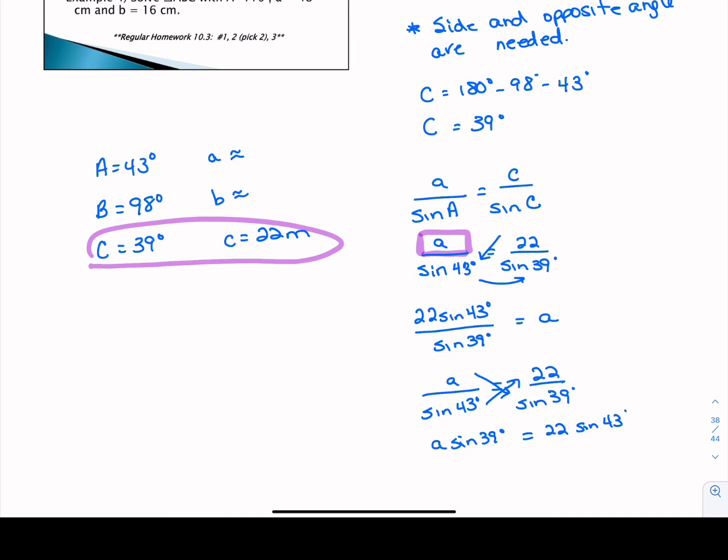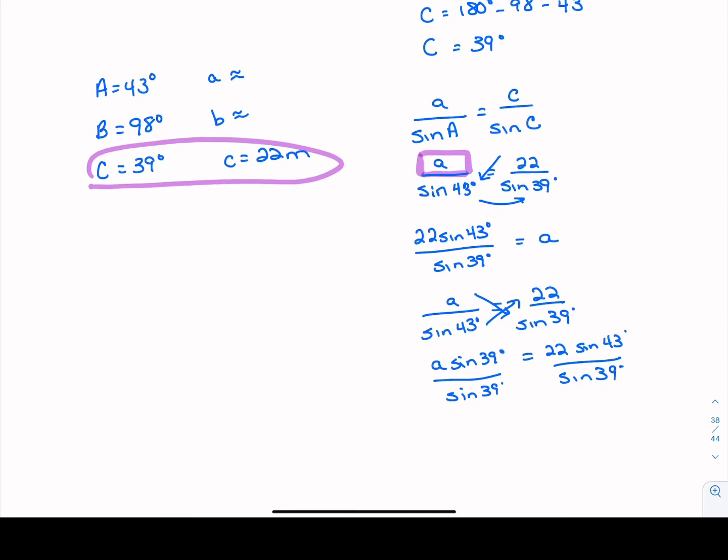Now, if I wanted to solve for a, once again, we can divide both sides by the sine of 39 degrees. And we land in exactly the same spot as using cross multiplication and division. So a is exactly 22 times the sine of 43 degrees, all divided by the sine of 39 degrees. So be careful when you're typing this into your calculator. You're going to literally type in 22 times the sine of 43, and then you want to make sure you close your bracket when you close that angle of 43 degrees, and divide that then by the sine of 39.